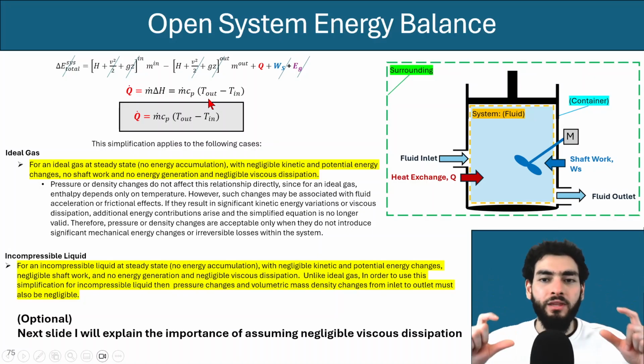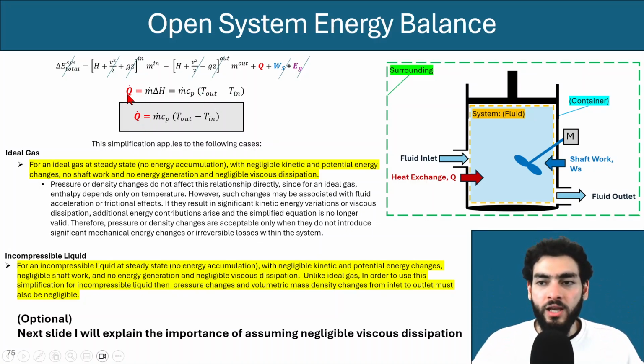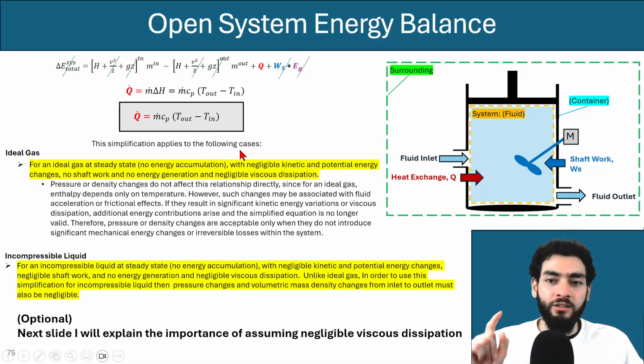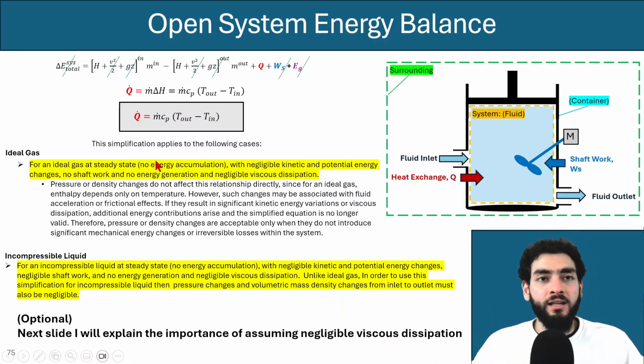And this then boiled down the equation to the heat exchange of the system with its surroundings would then be the energy difference between the enthalpy of the fluid coming in and leaving the system. And I said we can then simplify that to Q equals mCpΔT. But I was just going to tell you when this applies. So this applies for ideal gases. Obviously, if you have steady state, no energy accumulation with negligible kinetic and potential energy changes, no shaft work, no energy generation, and negligible viscous dissipation. Now, next slide, I'll explain the importance of assuming negligible viscous dissipation.